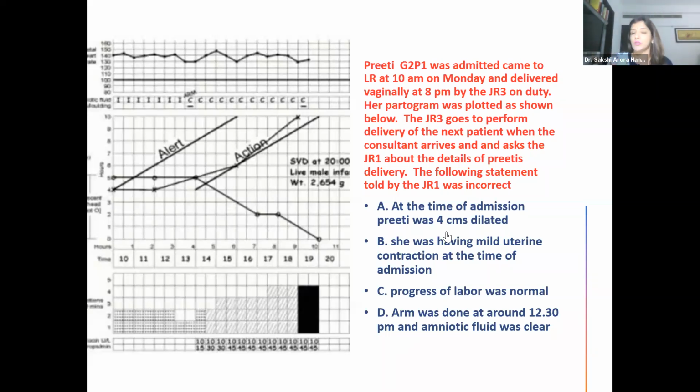So this question is based on how you read a partogram. Option A says at the time of admission, Preeti was 4 centimeters dilated. Option B, she was having mild uterine contractions at the time of admission. Option C, progress of the labor was normal. Option D, artificial rupture of membrane was done at around 12:30 p.m. and amniotic fluid was clear. So let me see what your answers are. You have to tell which statement is incorrect.